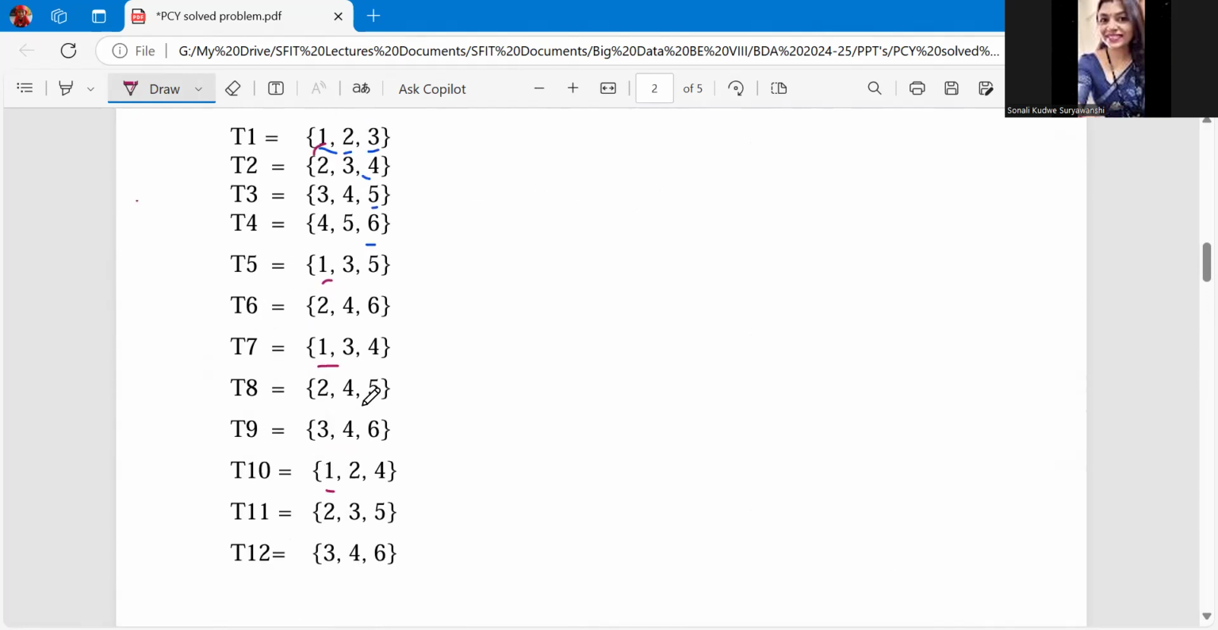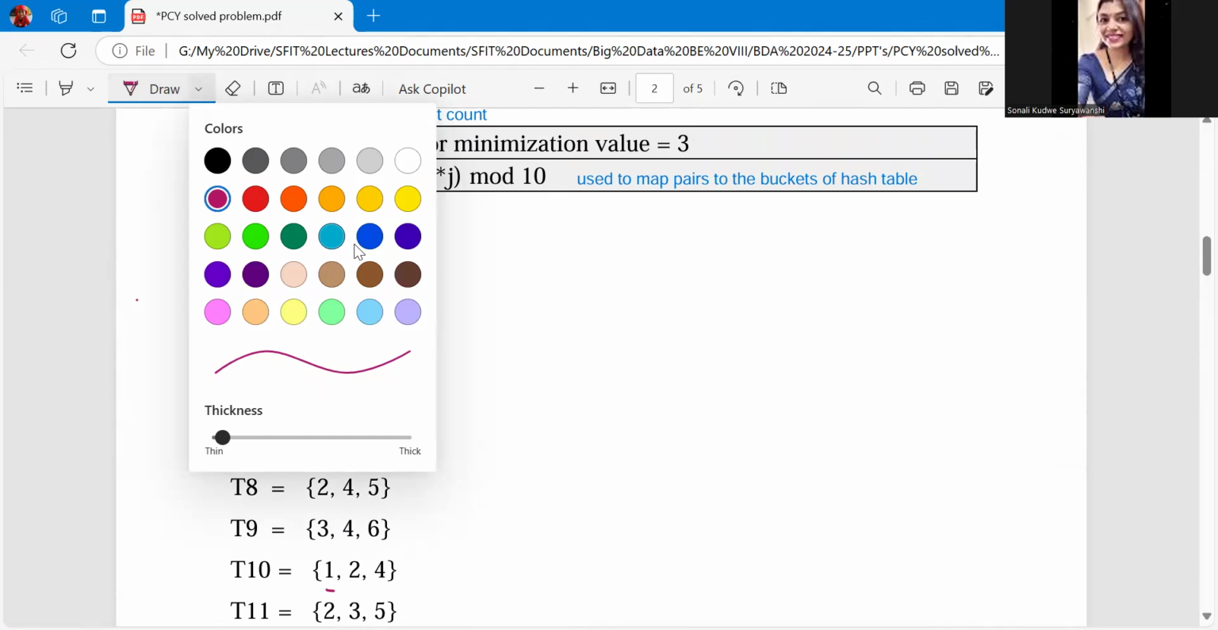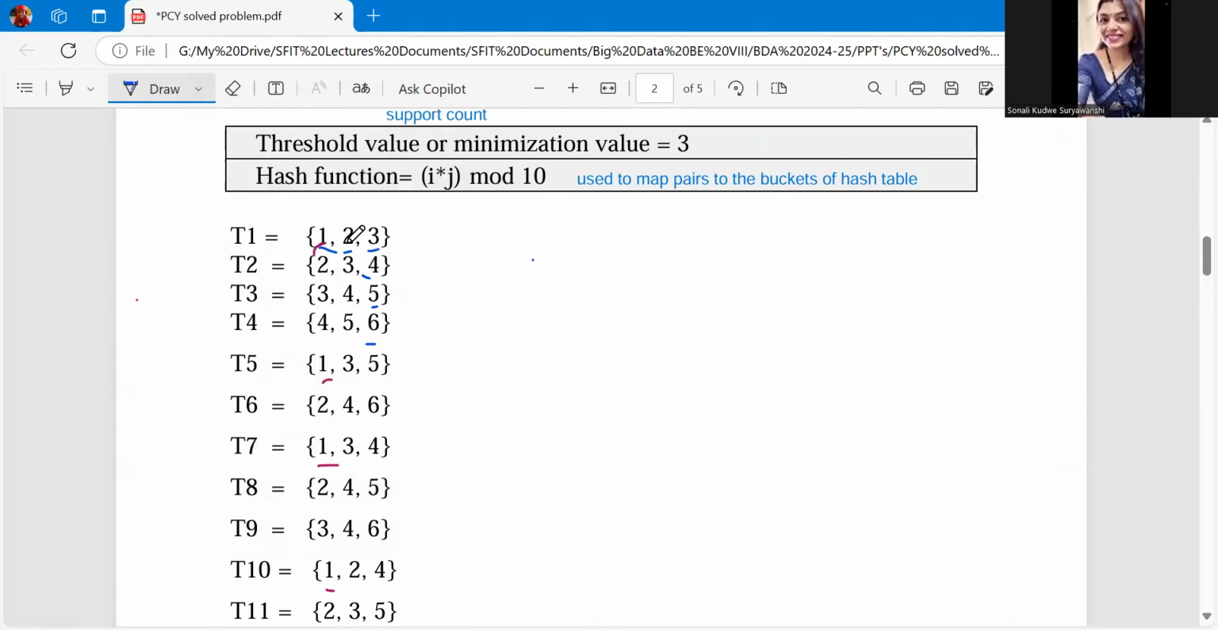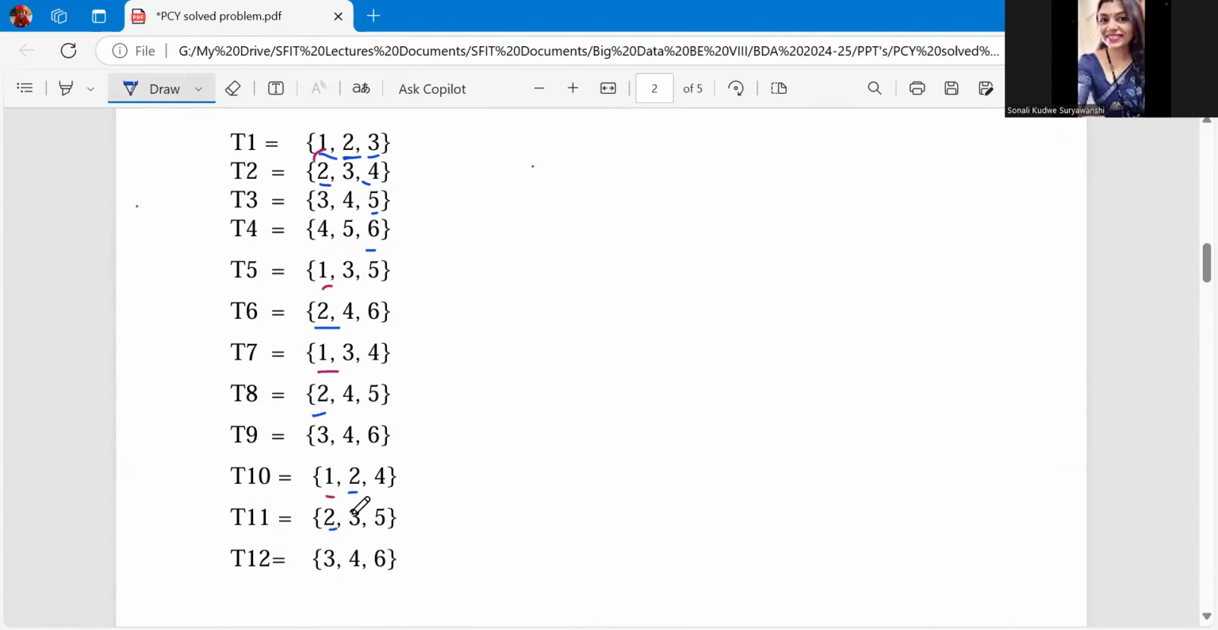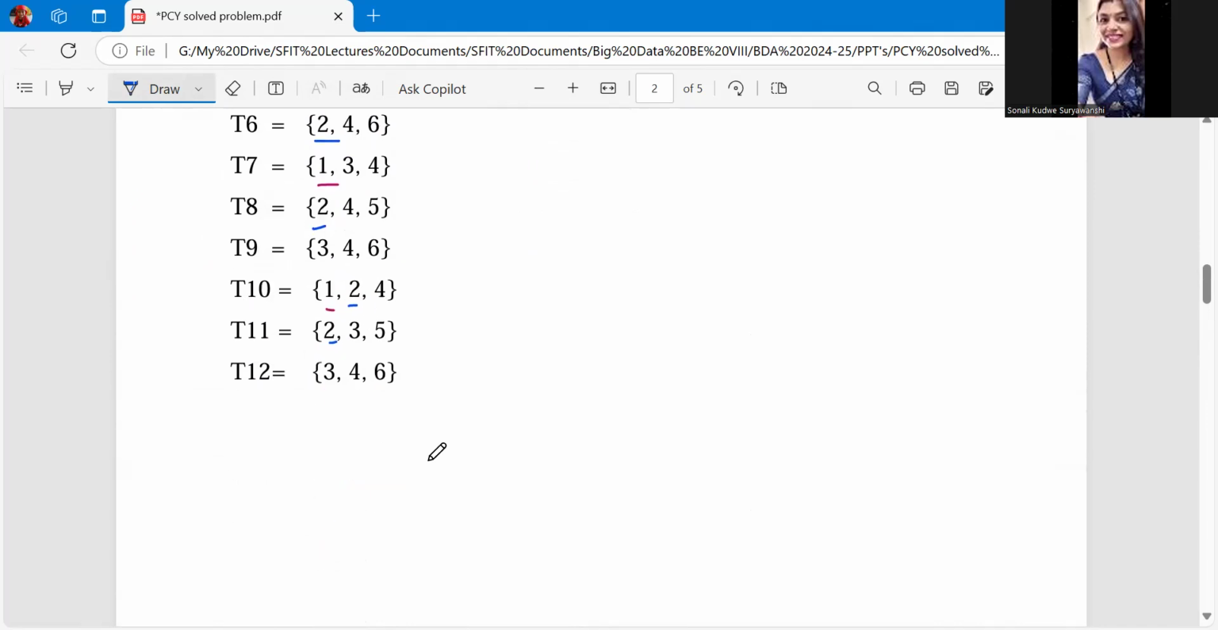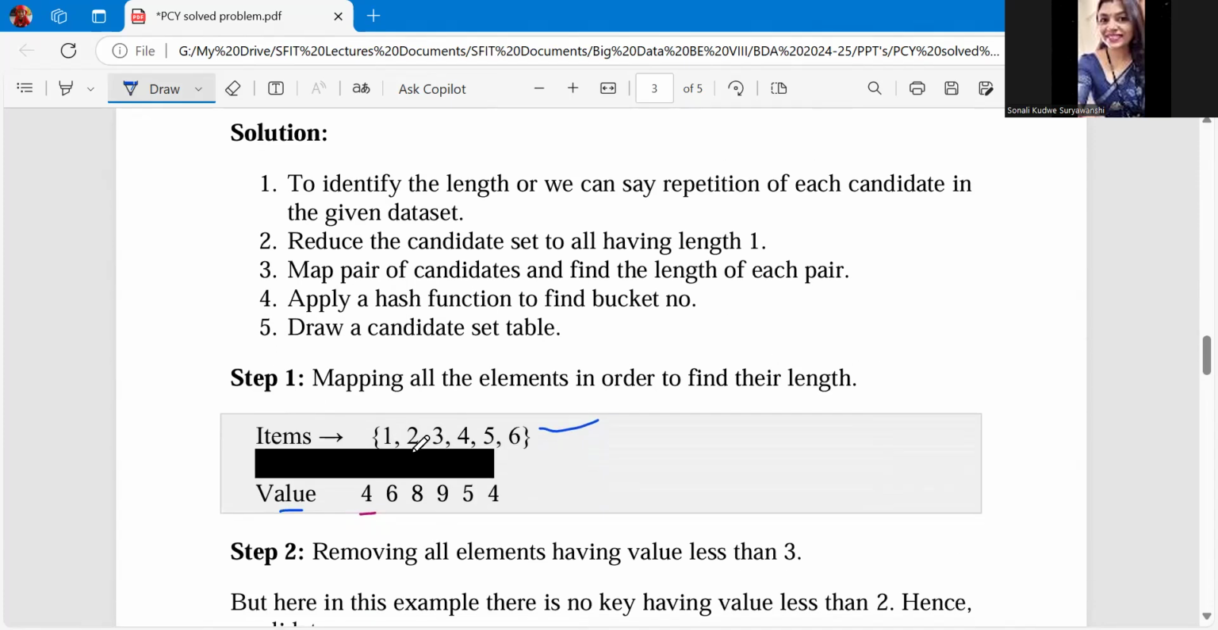Now let's find out item number 2. How many times was item number 2 found? Here is item number 2: 1, 2, 3, 4, 5, and 6. Once more, I will cross verify: 1, 2, 3, 4, 5, and 6. So 2 was observed 6 number of times, right?